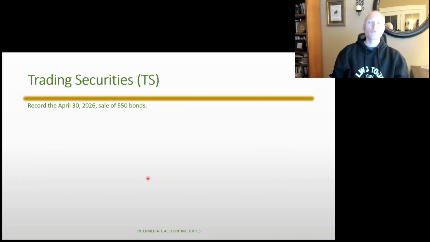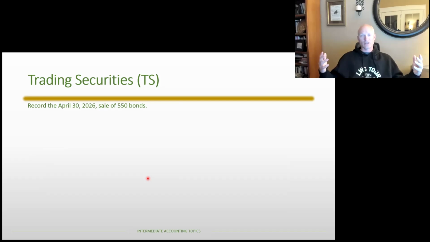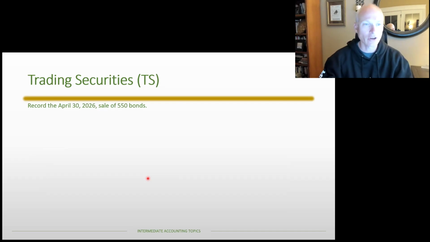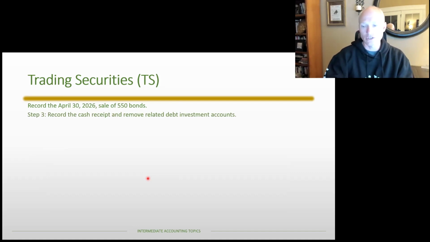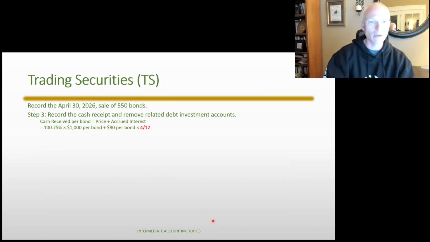So then the last step is we have to imagine all the different accounts that have balances that we've got to deal with for this trading security. The third step now is to record the cash receipt and remove all of the related accounts off of our books. The cash received, as we already noted, is going to be the price plus any contractually accrued interest. The price again was 100.75% of the par value. The accrued interest is 4/12 of $80 on a per bond basis.